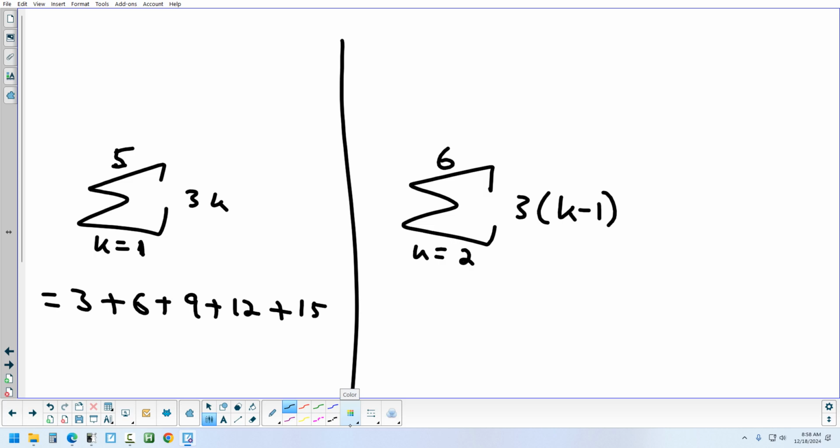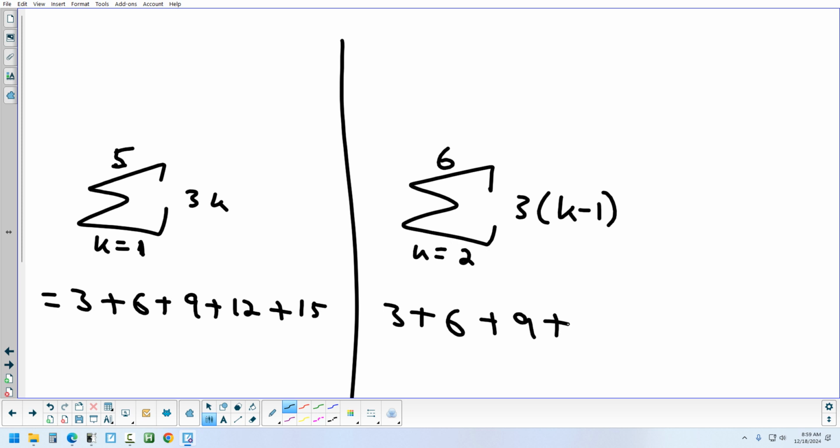To get the first term that we're going to write down, what do you plug in for k? You start with a 2. Right? Let's plug that in. What's 2 minus 1? 1. What's 1 times 3? 3. What number are we going to plug in to get the second term? We're going to plug in 3. What's 3 minus 1? And 2 times 3? 6. The next one we're going to plug in after 3 is 4. Go to 4. 4 minus 1 is 3. 3 times 3 is 9.